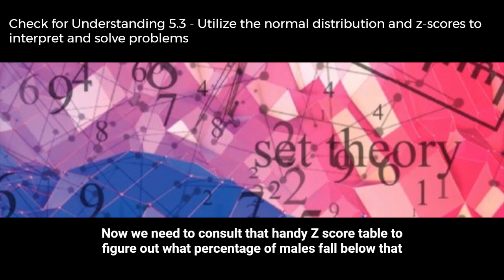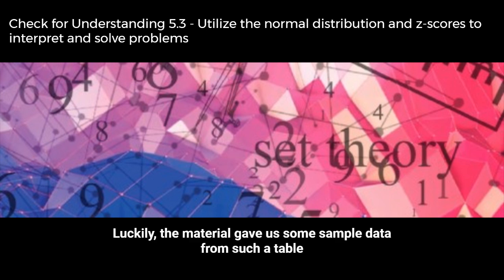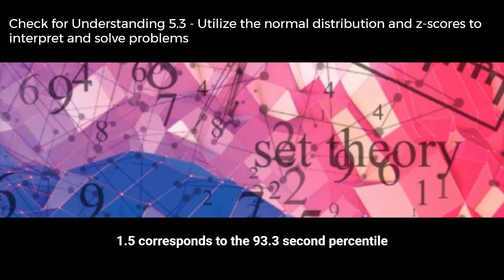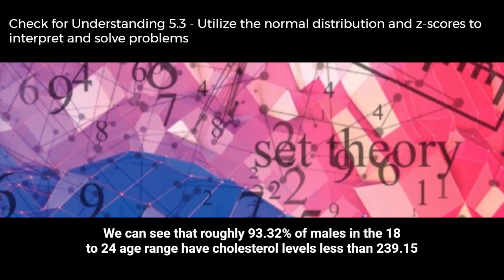Now we need to consult that handy Z-score table to figure out what percentage of males fall below that Z-score. Luckily, the material gave us some sample data from such a table. Right. They said a Z-score of 1.4 corresponds to the 91.92nd percentile, 1.5 corresponds to the 93.32nd percentile, and 1.6 corresponds to the 94.52nd percentile. Perfect. And since our Z-score is 1.5, we can see that roughly 93.32% of males in that 18 to 24 age range have cholesterol levels less than 239.15 mg/dL.